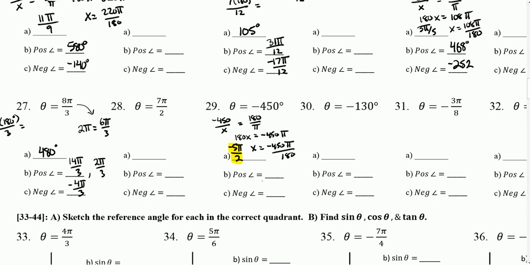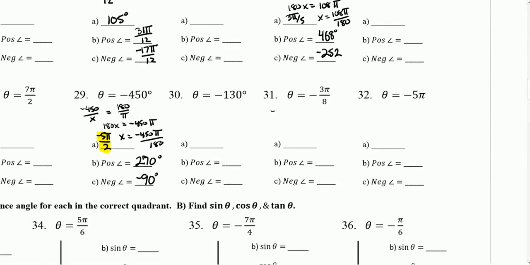Positive coterminal angle, well, I'm going to take negative 450 and add 360 to it. So 360 plus negative 450 comes out to negative 90. That's a negative coterminal angle. Add another 360 to that, and you're at positive 270 degrees. All are located at the same spot.